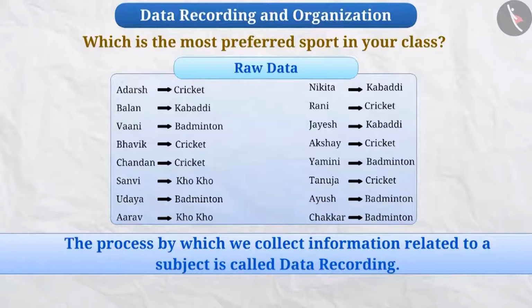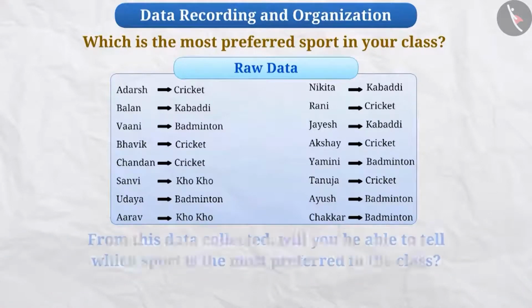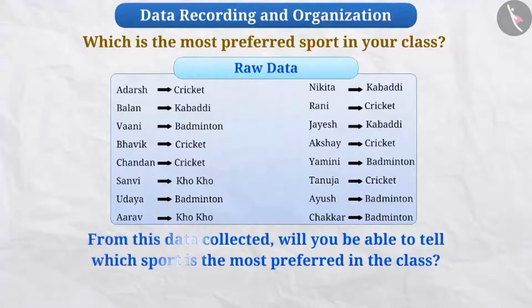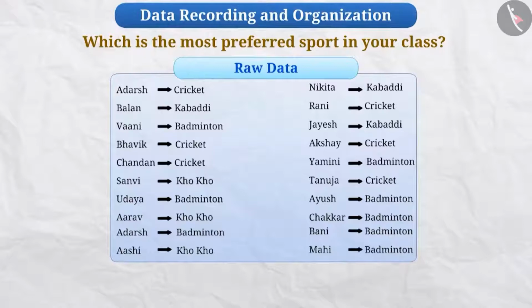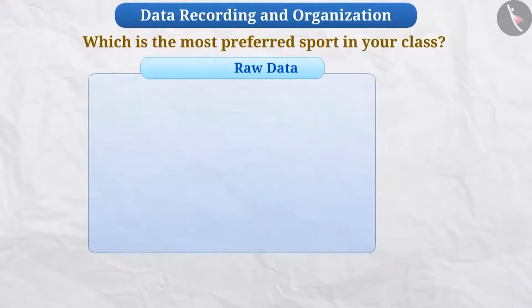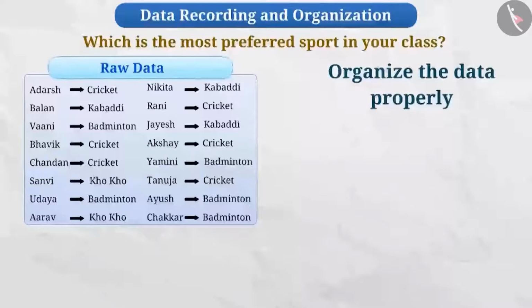Sometimes, it is not easy to draw any conclusion from the raw data collected. From this data collected, will you be able to tell which sport is the most preferred in the class? This is difficult to detect. Similarly, if the number of students in the list increases, then it becomes even more difficult. In such a situation, we need to organize the data properly so that we can understand and use the data obtained more effectively.